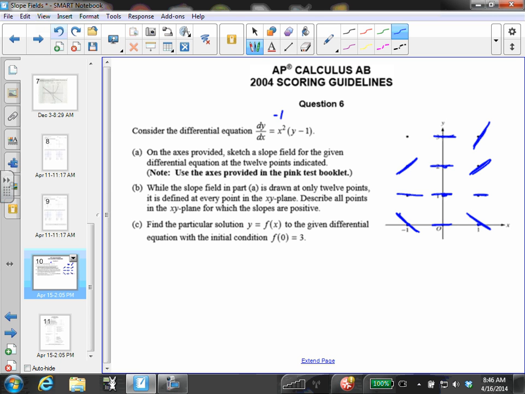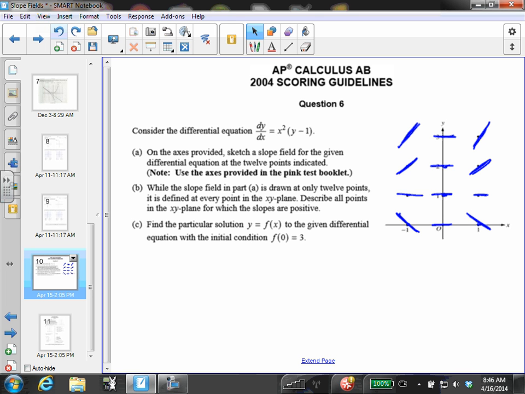So negative 1 squared and then positive 3 minus 1. So that's positive 1 times positive 2, which is 2. So this one has a slope of 2. So it's significantly steeper than the others. Okay, and that's a rough sketch, but it's a pretty decent estimate of what that slope field would look like.